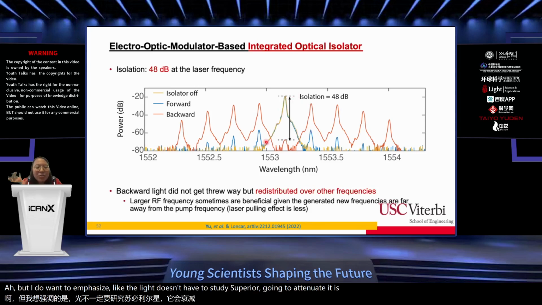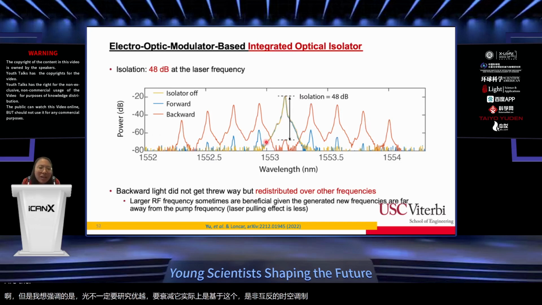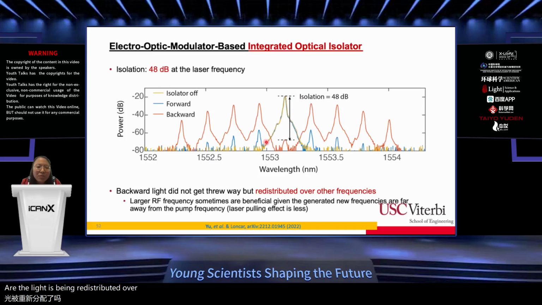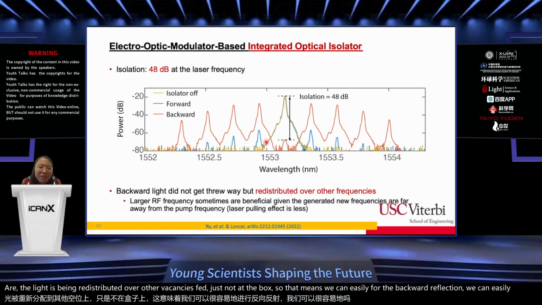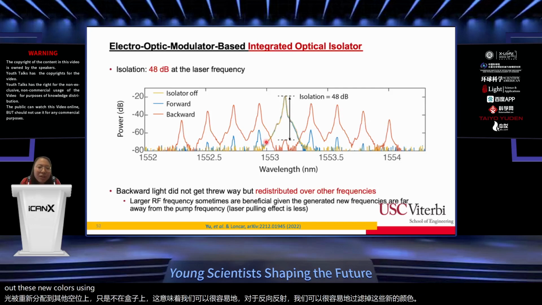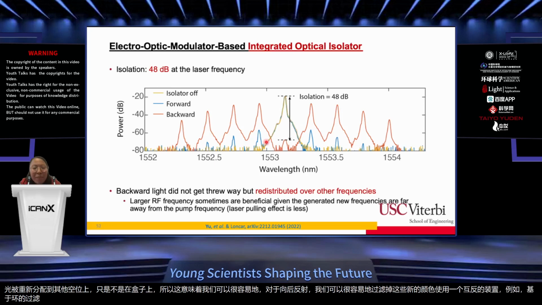It's actually based on this non-reciprocal spatial temporal modulation. The light is being redistributed over other frequencies, just not at the pump frequency. So that means for the backward reflection, we can easily filter out these new colors using a reciprocal device, for example, a ring-based filter, right?